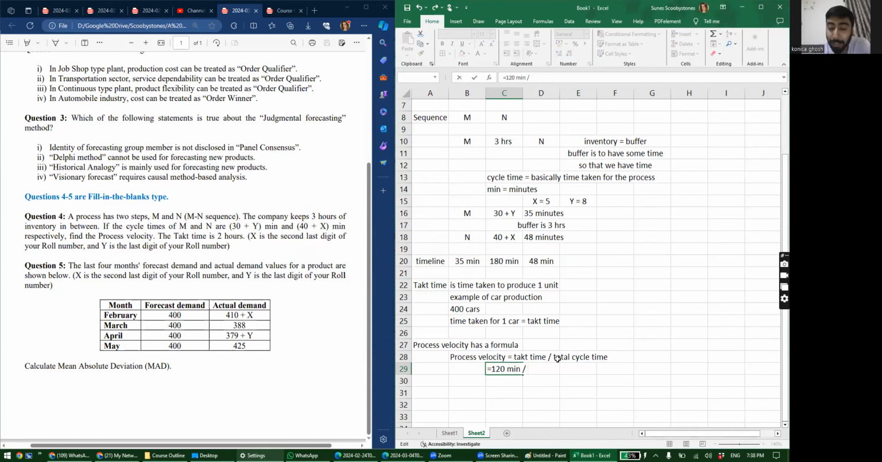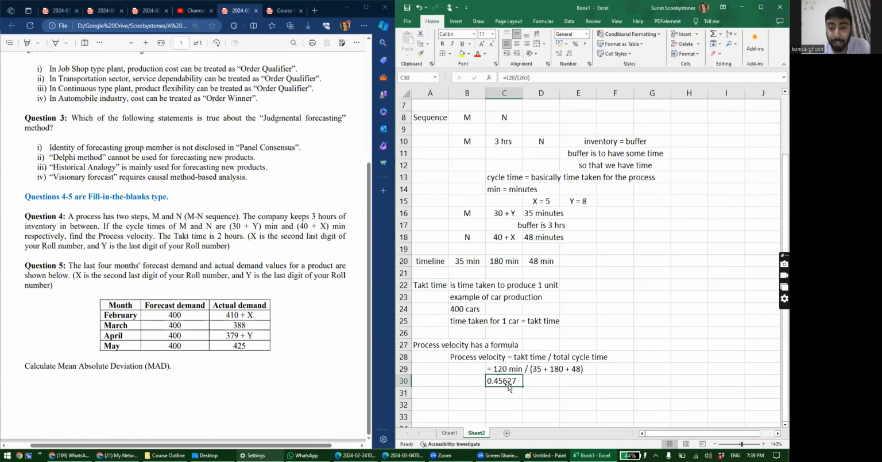Don't put minutes, we're doing equal to. I'll just put it for explanation. 120 minutes, then divided by the sum of the cycle times: 35 plus 180 plus 48, that's 263. Divide by, I think you have written in bracket. You just need to divide 120 by 263.